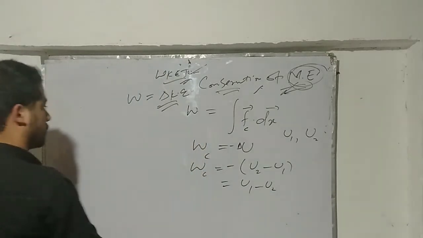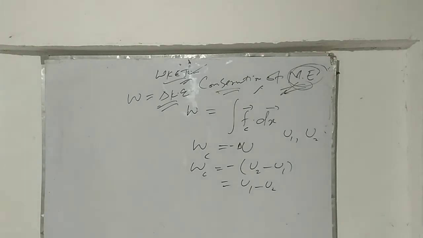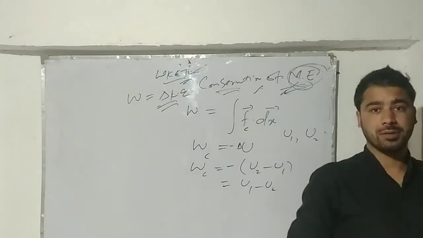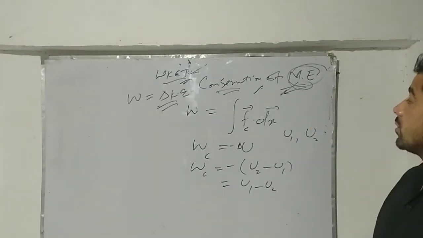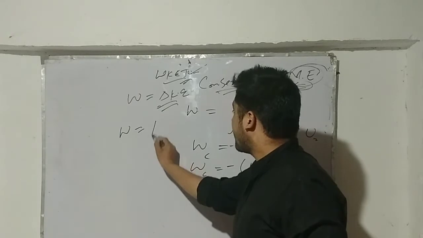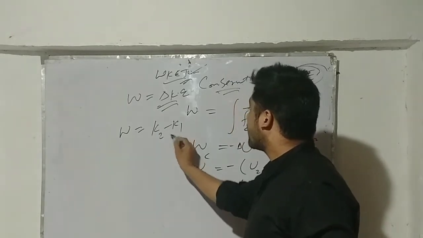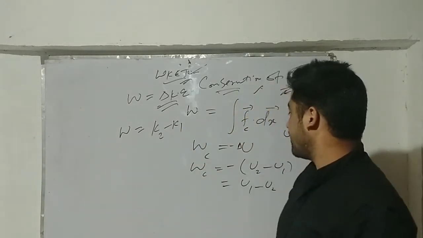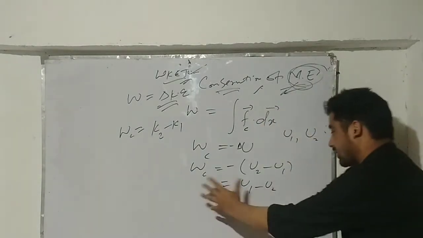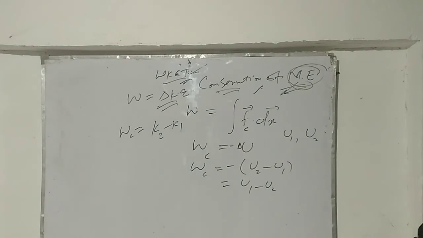But if conservative forces are acting on a system, they must give the corresponding change in the kinetic energy of the particle motion. So the work done can also be written as K2 minus K1, the change in kinetic energy. This is the work done by the same forces, and it also corresponds to the change in potential energy.